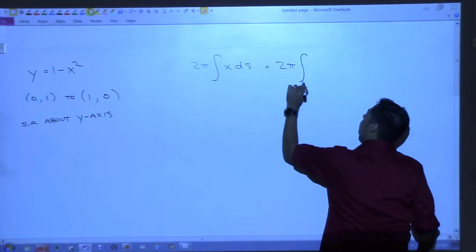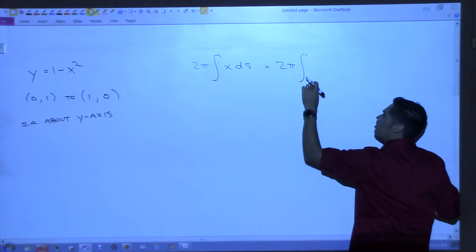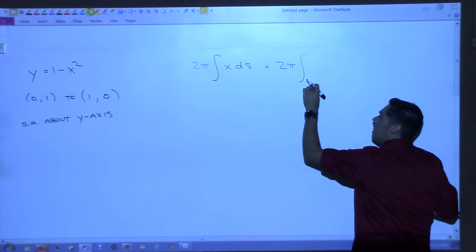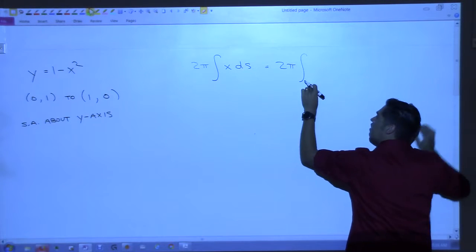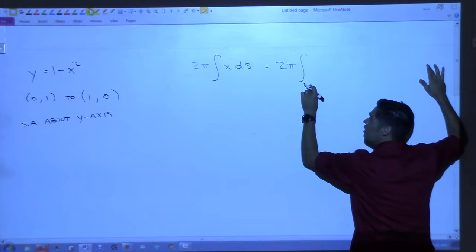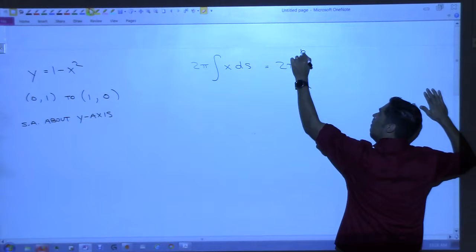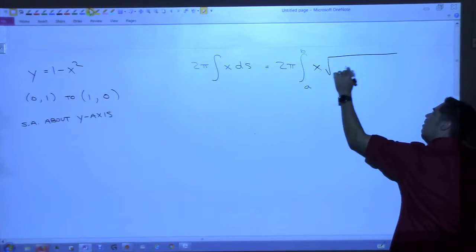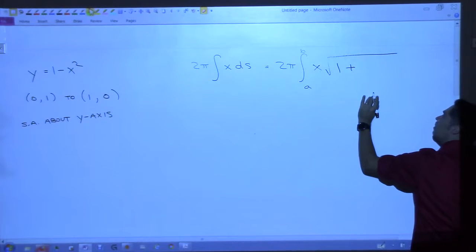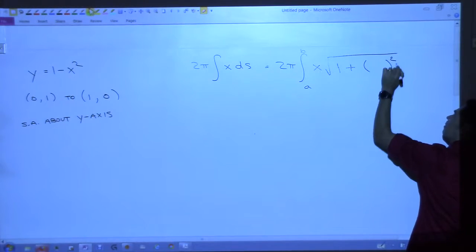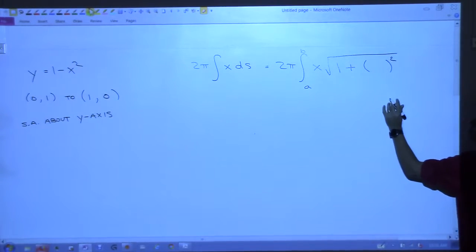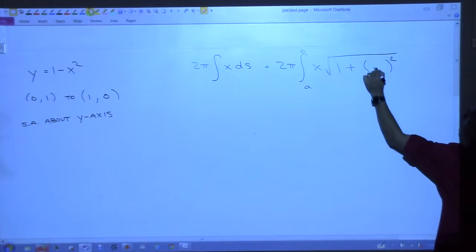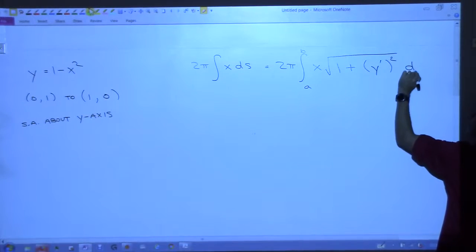It's going to be integral, let's see, do we know what our limits of integration are going to be, a, b, or c, d? We're going with respect to x, right? That's what you said? So it'll be a to b. And it's going to be x, and then square root of 1 plus, which one squared? y prime squared, and then dx.